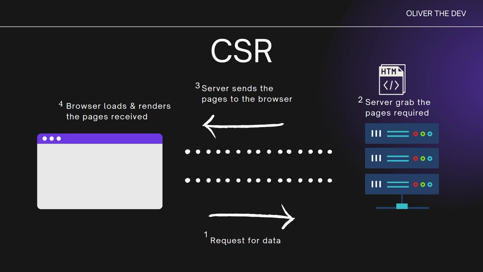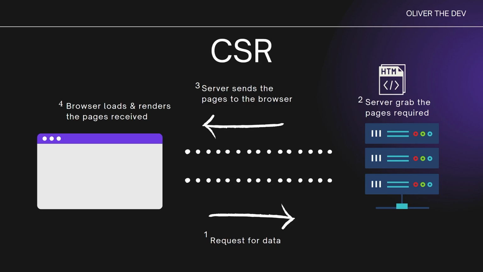So you request the data, you press enter, you request the data to the server. Server grabs the pages that are required, and then it just sends the pages to the browser. So the server is like, okay, I found the pages, I'm gonna send you the pages. It doesn't do any extra work. It does not render the page, it just grabs and sends it to the browser. It's not being rendered on the server.